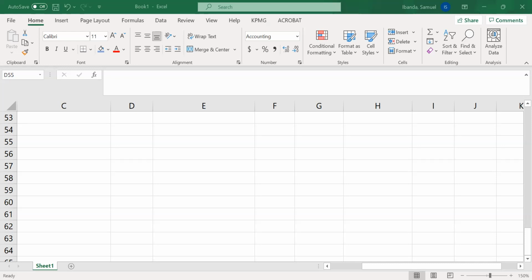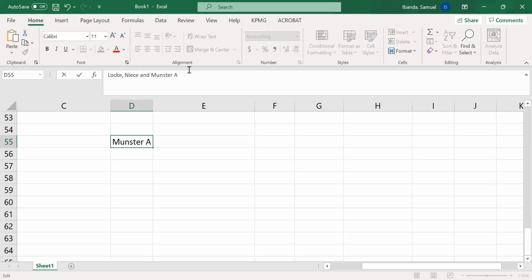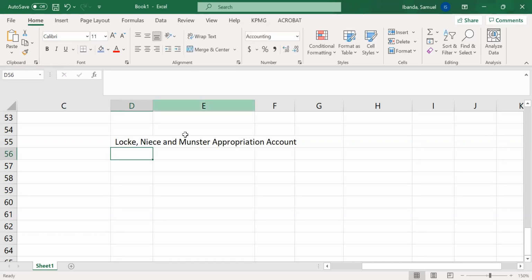So I'll just come here, say Nunsi, Muki, Nisi, and Musta. They want the appropriation account, okay? But like I said, for us to find the appropriation account, we have to first calculate the so-called profit. Now let's see if they have given us the net profit from our question. Let's just see if they have given us our profit.